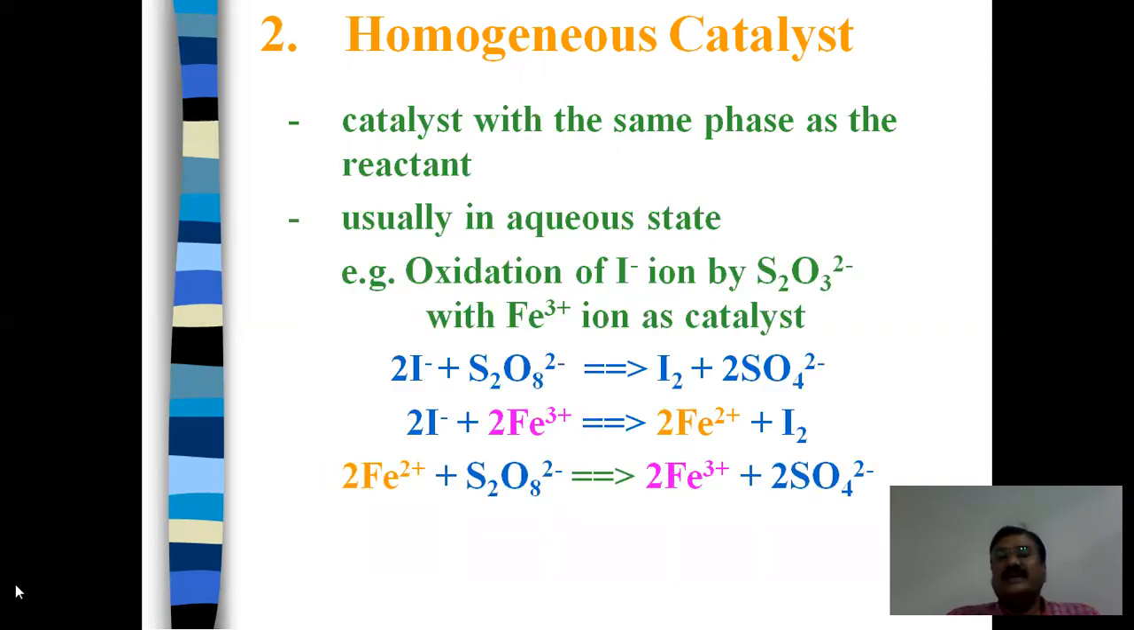Second one is homogeneous catalysis. This is a catalyst in the same phase as the reactant. It means here the catalyst and reactant are in the same phase: gas-gas, solid-solid, or liquid-liquid. These are usually in the aqueous state. An example is oxidation of iodide ion by S2O8 with Fe3+ ions as catalyst.